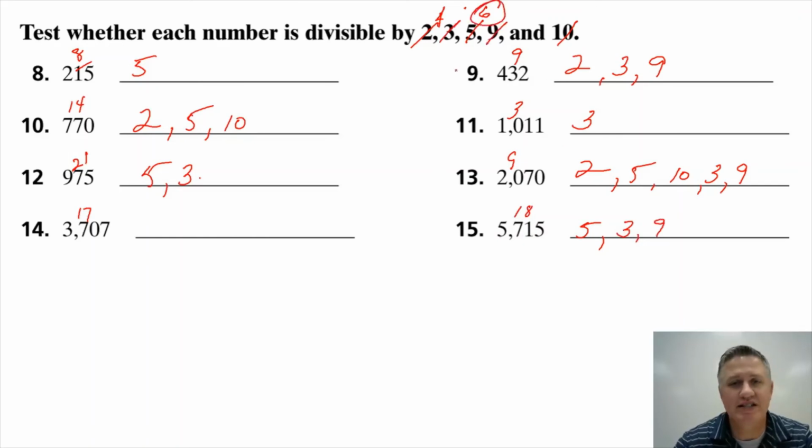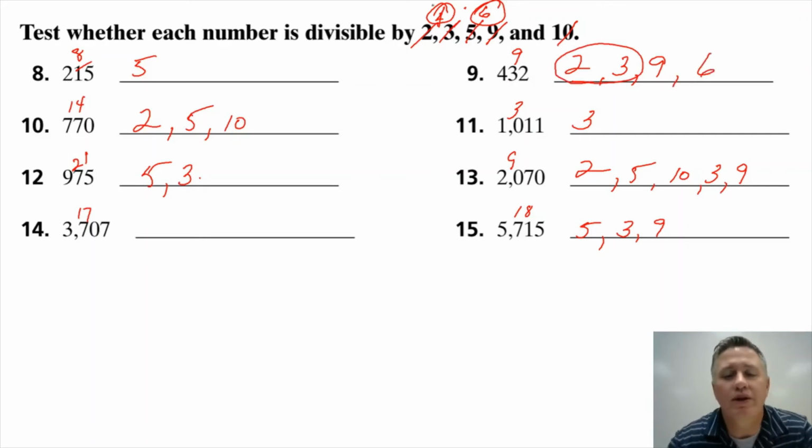All I have to do is check 6. And actually 4 and 6. The nice thing about 6 is if it passes 2 and 3, it also passes 6. So I'm just looking for places that have 2 and 3. So there's 2 and 3. So it passes 6. That's the only place where it happens.